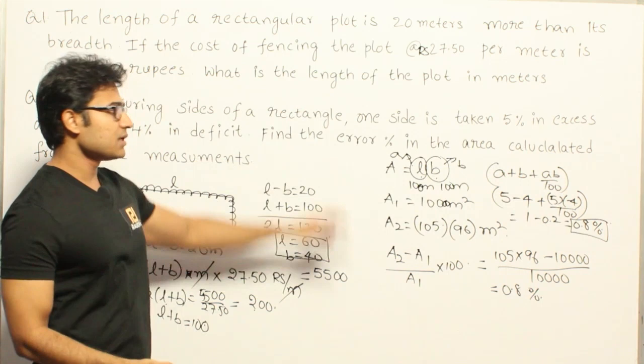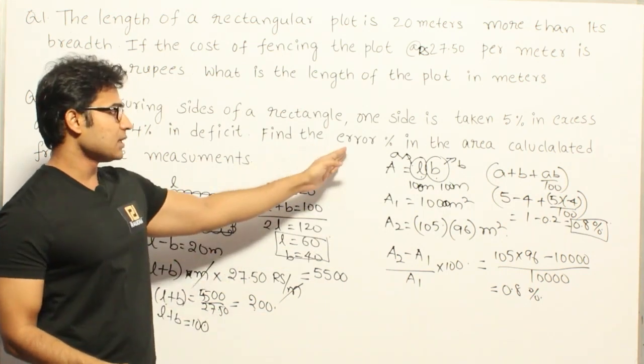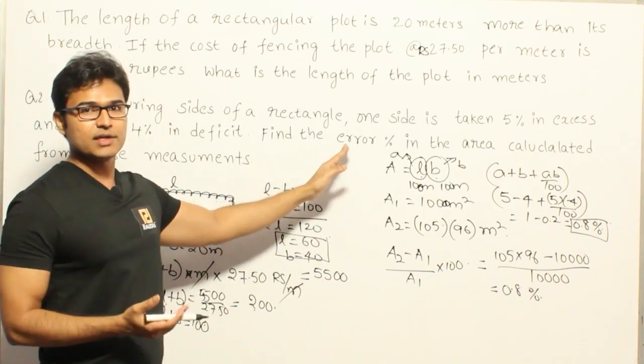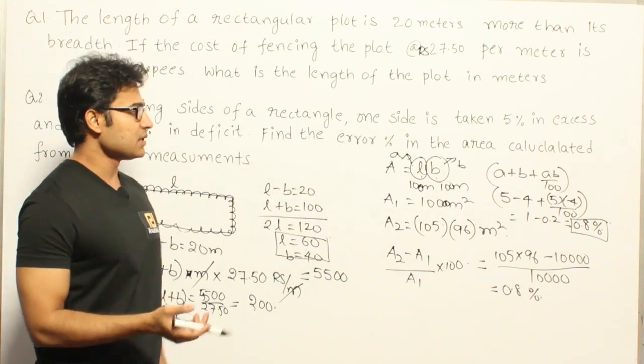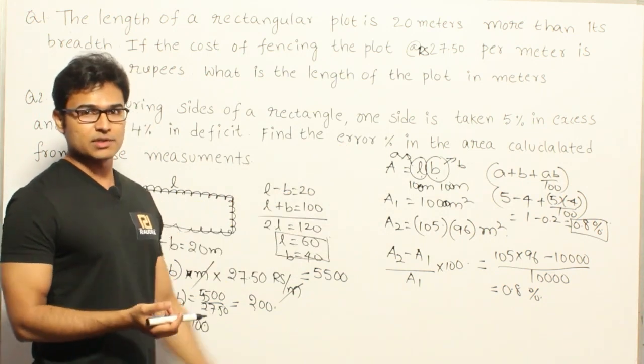So in this case, that is the error, isn't it? So whatever is the deviation from the actual area is the error. So 0.8% is the increase, therefore 0.8% is the error.